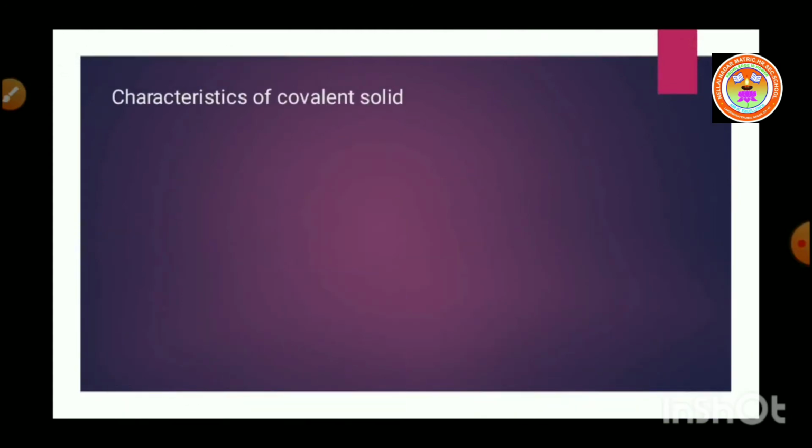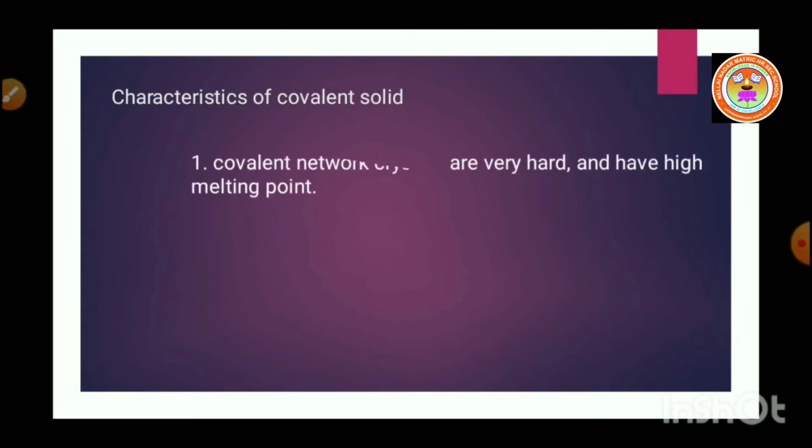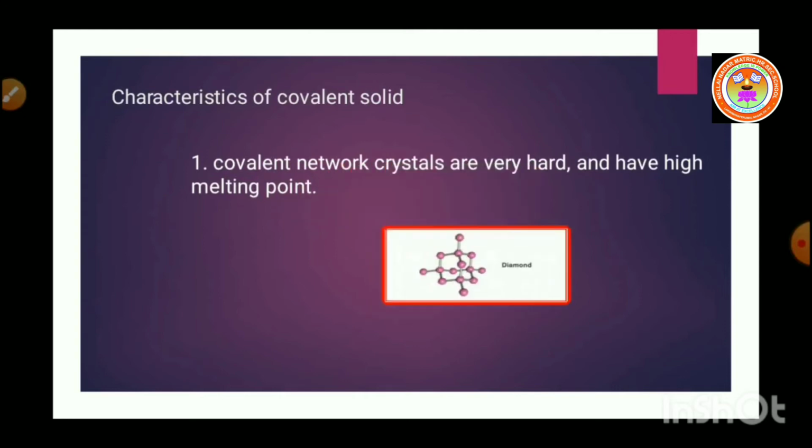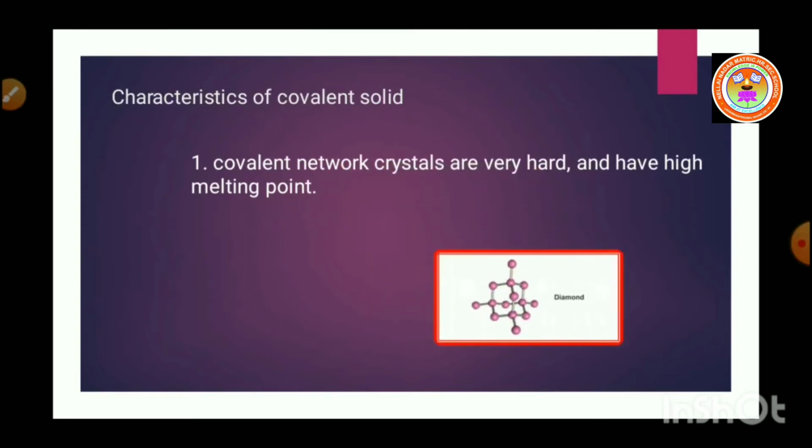Next one is characteristics of covalent solids. What is the first characteristic? After finishing ionic solids, these are the characteristics of covalent solids here. What is the first point? Covalent network crystals are very hard and also have high melting points. Yes, an example of a covalent solid is diamond.